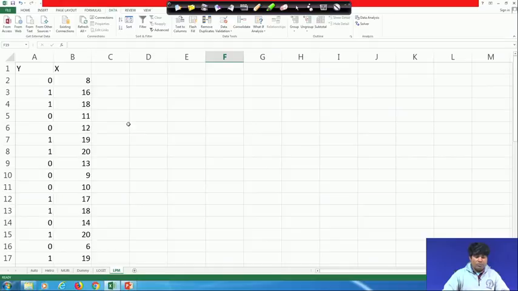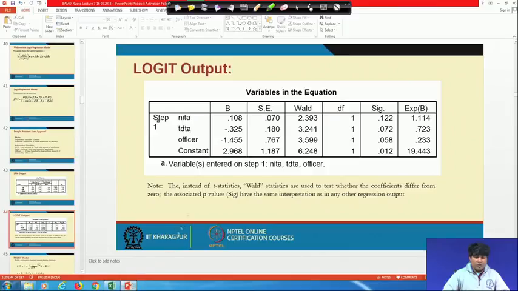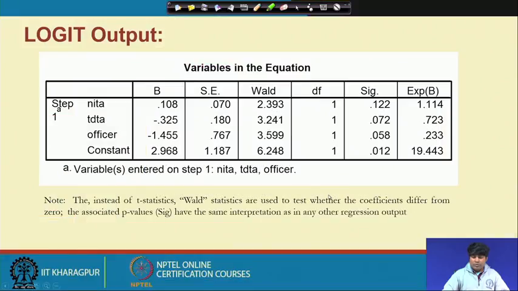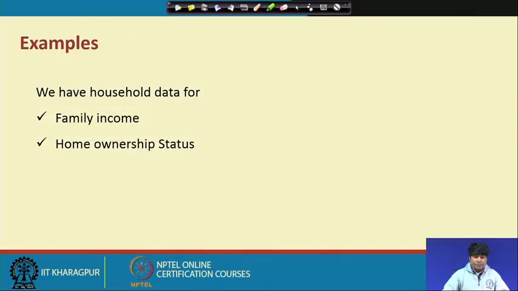Okay, so we start with the first, the linear probability model, and in this model let me take this example: family income and home ownership status. So we are trying to solve a problem where home ownership status is the dependent variable, and it is predicted with respect to family income. The logical understanding is that if your income is very high, then you may have home ownership, and if your income is low, then you may not have home ownership.